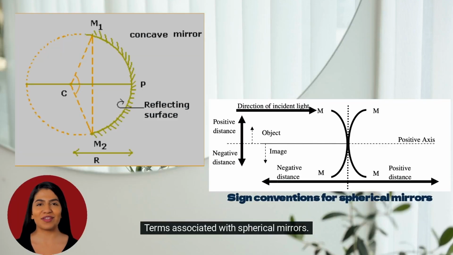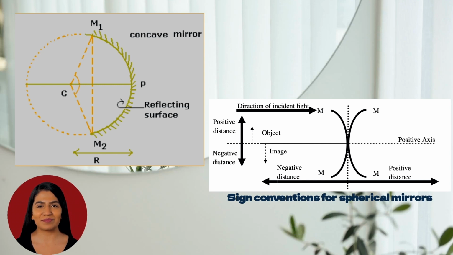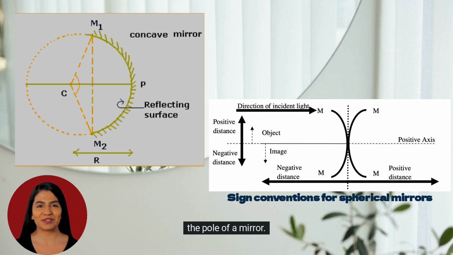Terms associated with spherical mirrors. The various terms associated with spherical mirrors are: 1. Center of curvature. The center of curvature of a spherical mirror is the central point of the hollow sphere of which the mirror is a part. 2. Radius of curvature. The radius of curvature of a spherical mirror is the radius of the hollow sphere of which the mirror is a part. In other words, it is the distance between the center of curvature and the pole of a mirror. It is represented by the letter R.